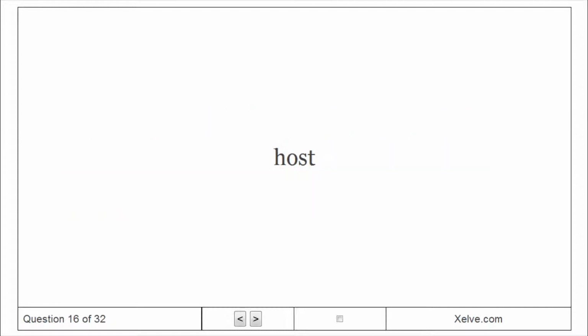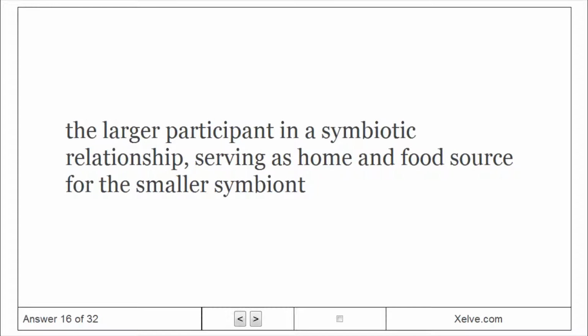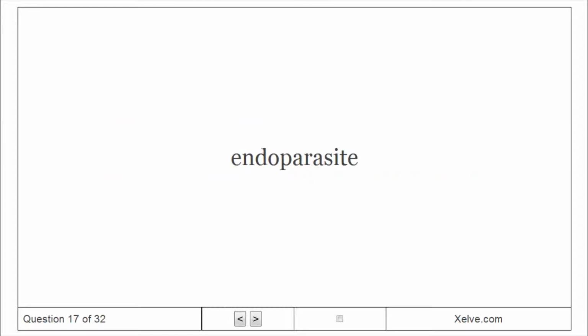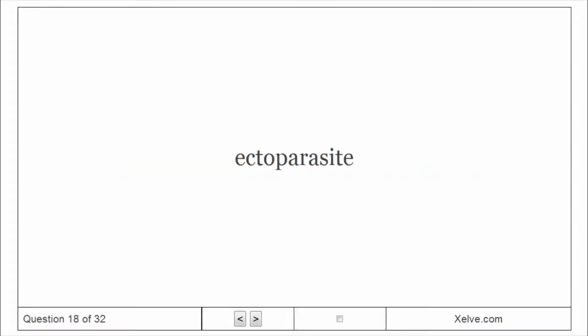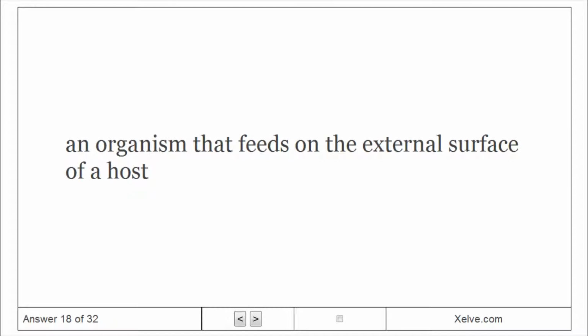Host. The larger participant in a symbiotic relationship, serving as home and food source for the smaller symbiont. Endoparasite. An organism that lives within its host. Ectoparasite. An organism that feeds on the external surface of a host.